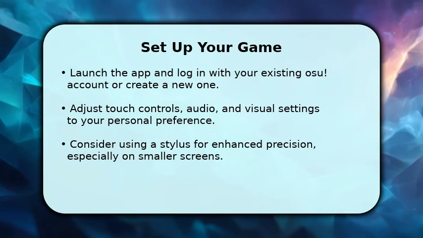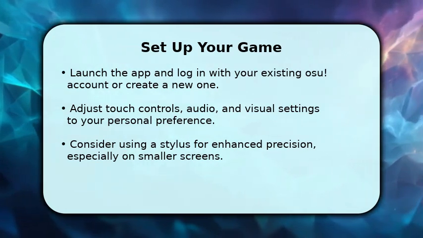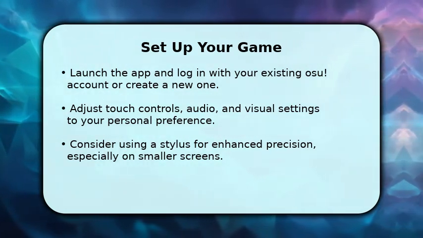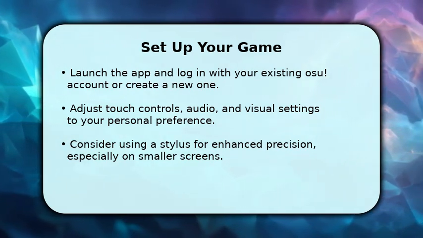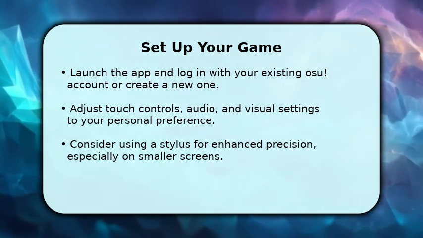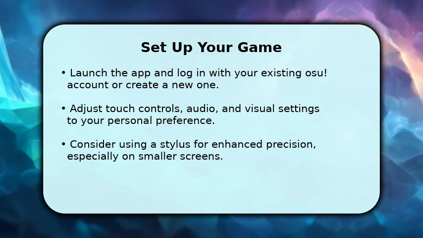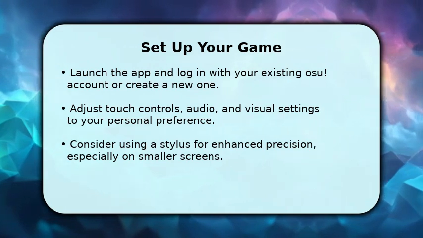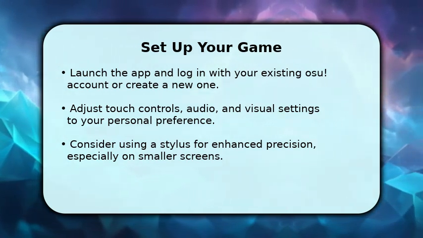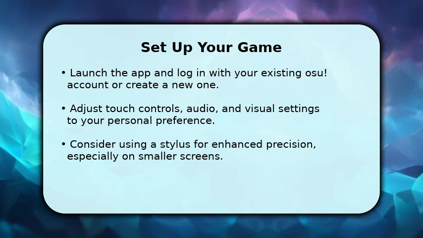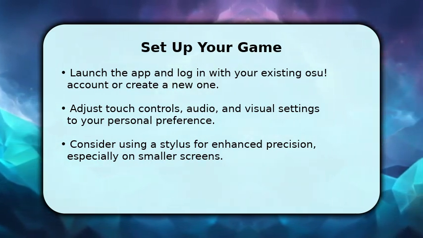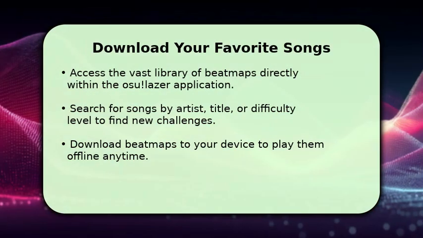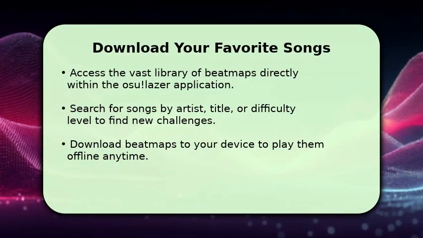After installing the application, open it and either log in with your current Asu account or create a brand new one. Take some time to explore the settings menu. Here, you can fine-tune touch controls, audio synchronization, and visual elements to match your playstyle. Many players find that using a stylus can significantly improve precision, especially on smaller phone screens, giving you an edge in challenging beat maps. With your account set up, it's time to get some music.